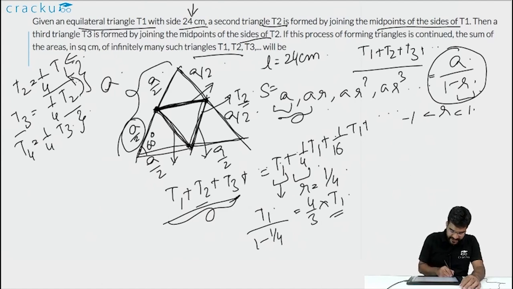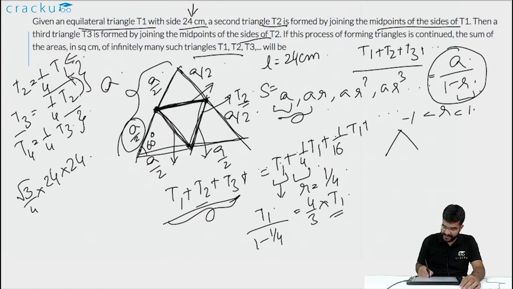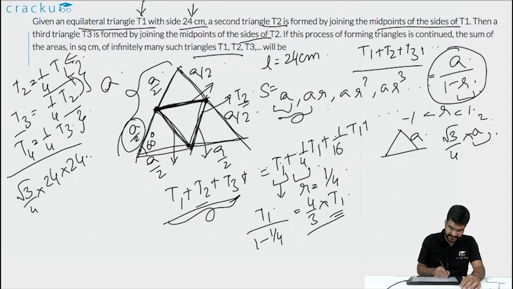Now the area of the bigger equilateral triangle is √3/4 into a square, which is 24 into 24. Remember that if there is an equilateral triangle of side a, the area of the equilateral triangle is √3/4 into a square. In this case, we know that a is equal to 24. So this is the area of the biggest equilateral triangle, that is T1. Now we are required to find out 4/3 into this area.